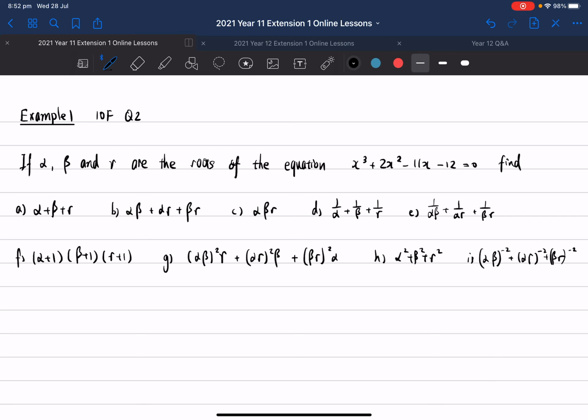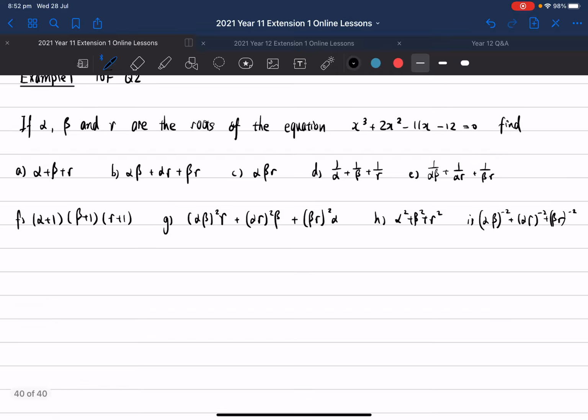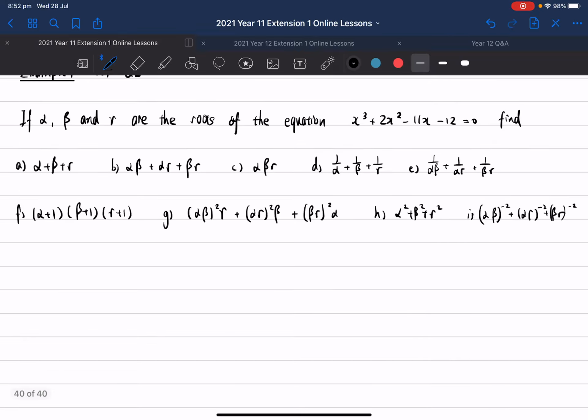So here's the question, right? I'll actually do all of the questions here, and I feel like they cover everything that you need to know. I will just do one more as a special case, and that's not in the exams. That's not in the textbook. Sorry, that's alpha to the power 3 plus beta to the power 3 plus gamma to the power 3. All right, so let's start.